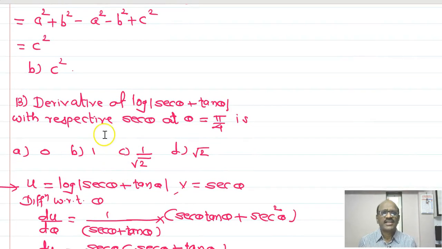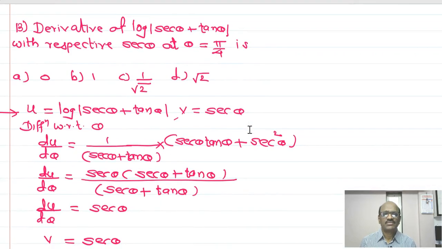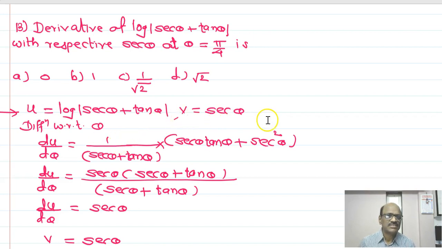Now the next question: the derivative of log|sec x + tan x| with respect to sec θ at θ = π/4. Here we consider u = log(sec θ + tan θ) and v = sec θ. Now differentiate with respect to θ. Then you will get du/dθ = 1/(sec θ + tan θ) into the derivative of sec θ + tan θ, that is sec θ tan θ + sec²θ, the derivative of tan θ.